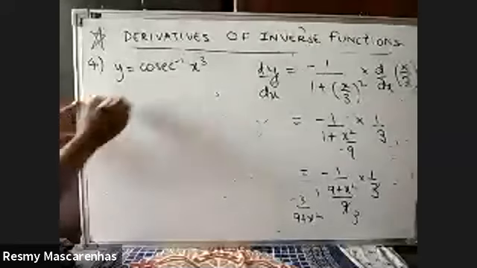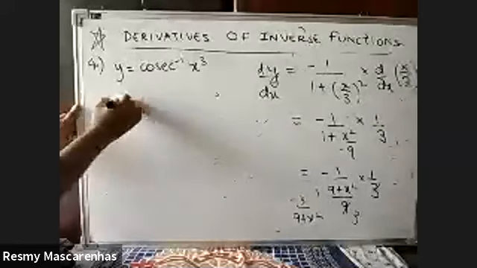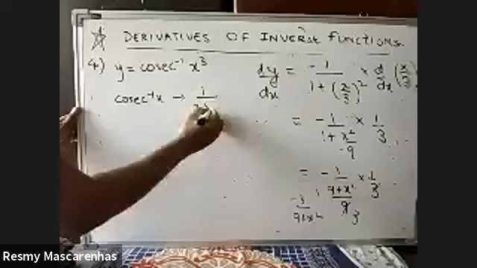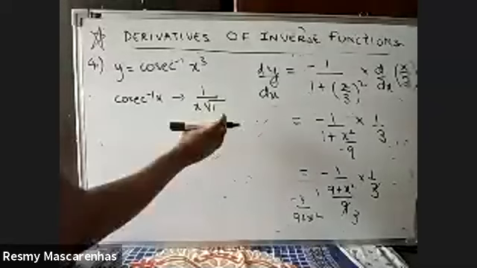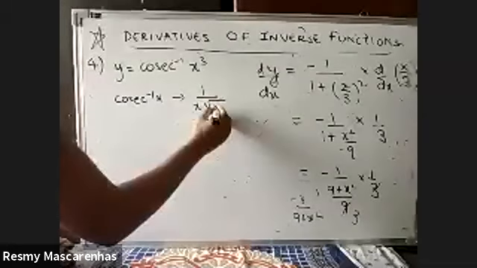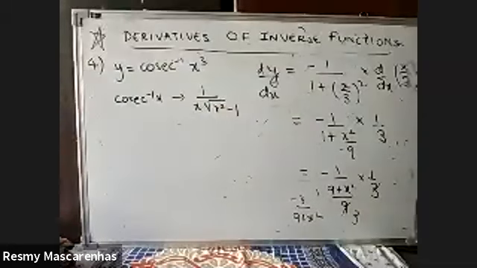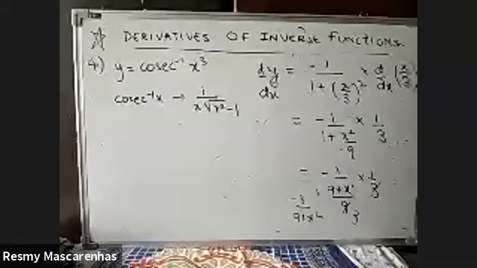So what is the cosec inverse derivative? Cosec inverse x is what? This is minus 1 upon x root of x square minus 1. So that will be the formula. Instead of x, you just have to write x wherever it is. So what will be this? This is the formula.